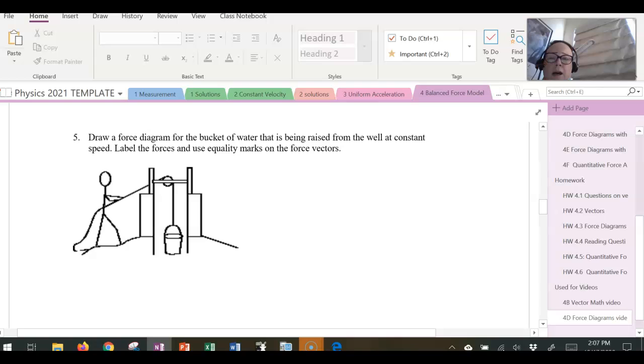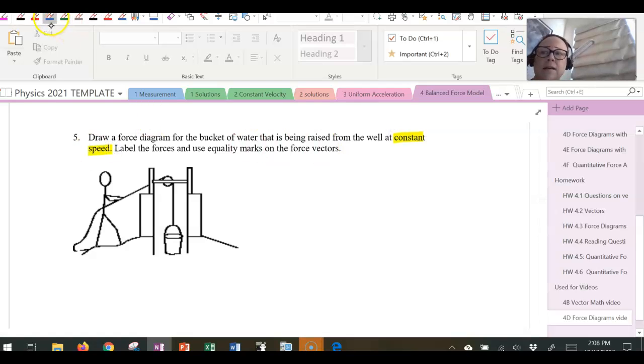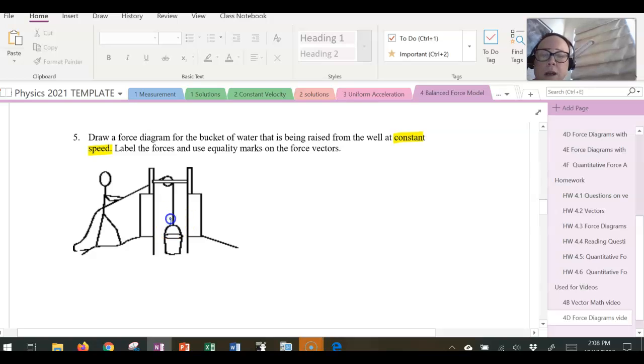What about here? We've got a bucket of water that's being raised at a constant speed. And it's moving up in the same direction, right? It's being pulled upward. Now in this case, let's be clear what we're doing a force diagram of. I'm just interested in the bucket. So I'm going to draw a circle around that. That's what I want to show the external forces on.